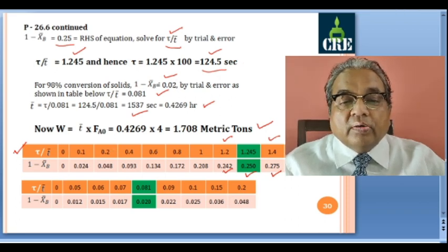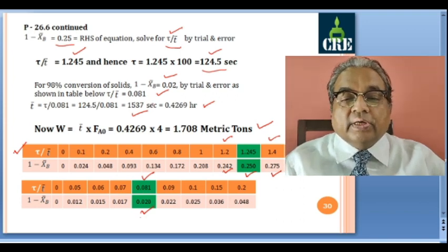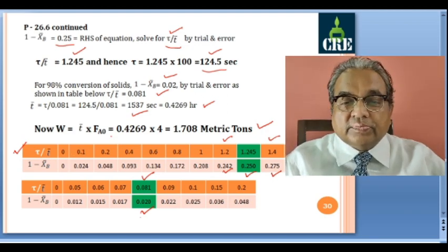Then I want it for 0.02. For this I have calculated: at 0.1 the value is 0.024, so the solution is definitely between 0 and 0.1. So I take values between 0 and 0.1 here, and my solution lies in between these values. For 0.02, by trial and error calculation, I get 0.081. So you can calculate and write down your final results.